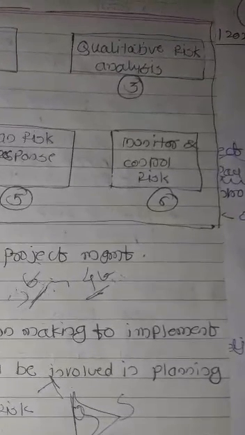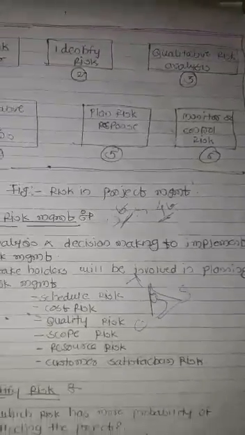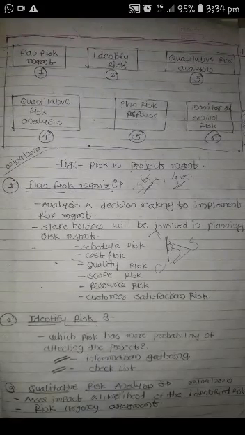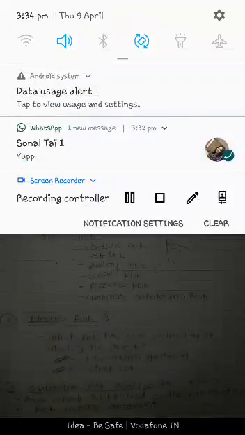Next is monitor and control risk. As its name suggests, here we are going to monitor and control the risk. There are three steps to be considered: risk assessment, risk audit, and trend analysis. So these are the steps available for risk management planning. Thank you so much.